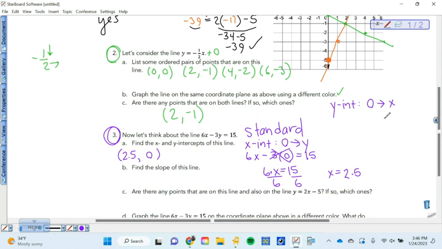Exactly. So I'm going to rewrite my equation, but instead of x, I'm going to write 0. And I'm going to solve for that y. What's 6 times 0? 0. So that goes away. So now I have negative 3y equals 15. How am I going to solve for y? Yes. So then what does y equal?